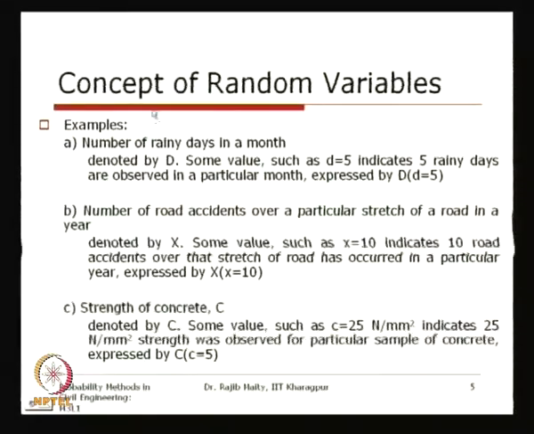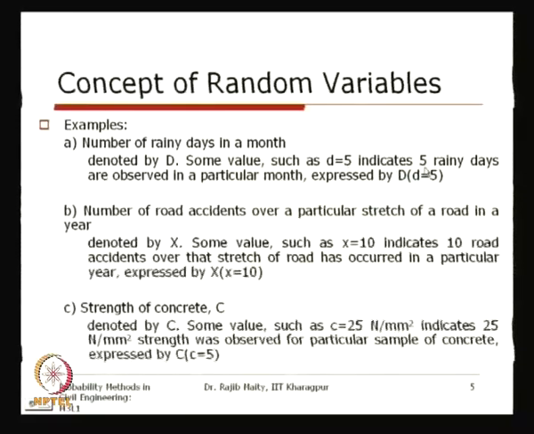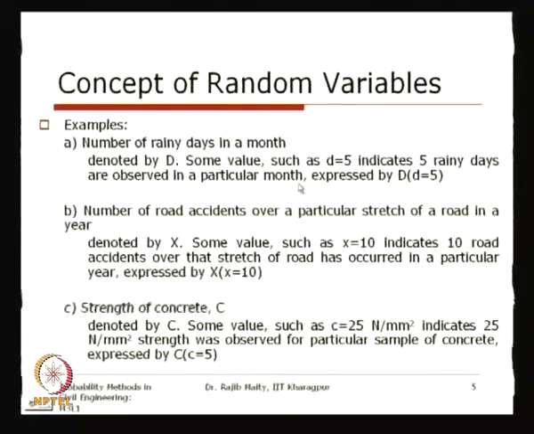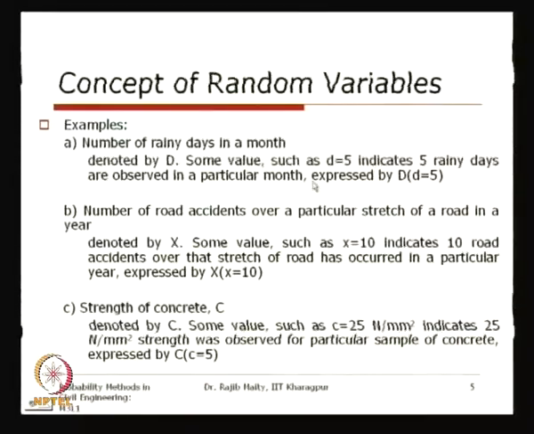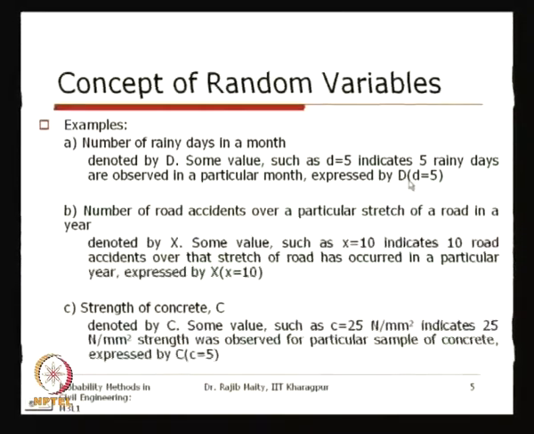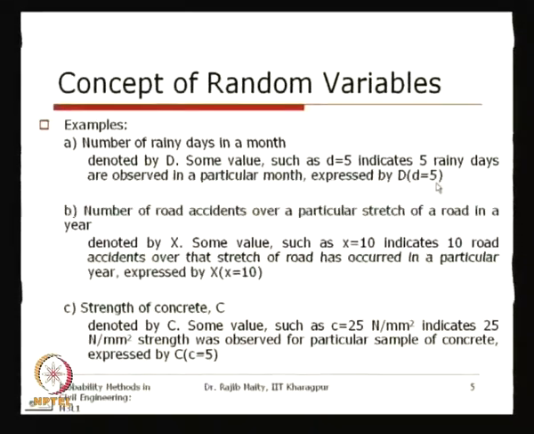Now we will see some examples of the random variable we just discussed. Suppose the number of rainy days in a month is a random variable, and we don't know its value, since the number of rainy days in a month can vary. If we denote this random variable by the capital letter D, then a specific value, say D equals 5, indicates that 5 rainy days were observed in a particular month. This can be expressed as D in parentheses D equals 5.